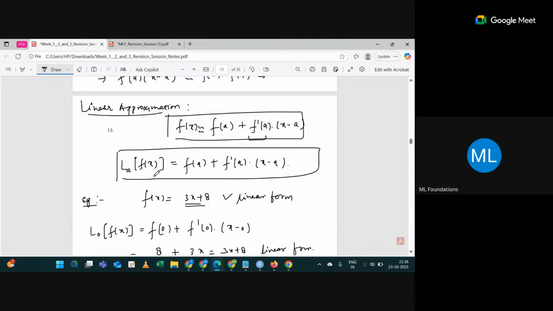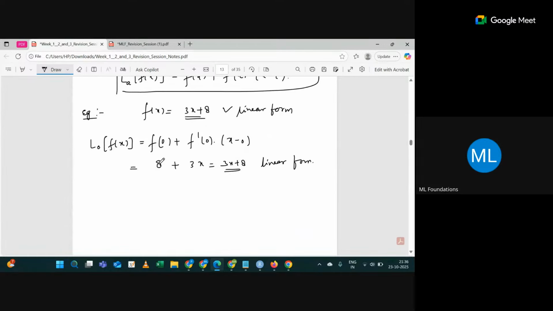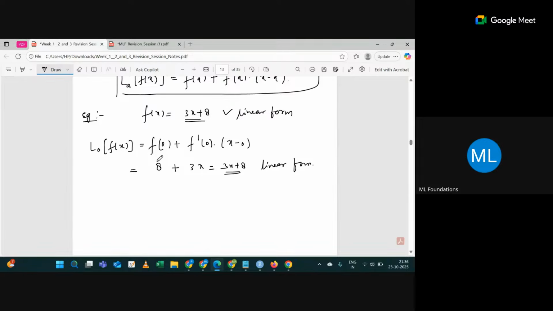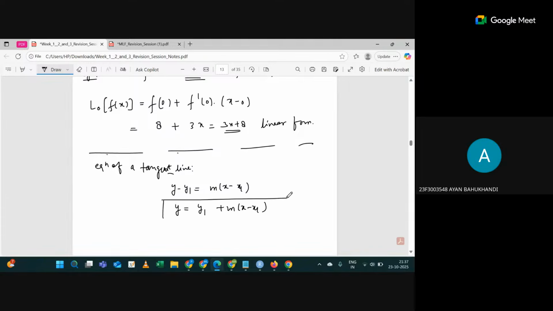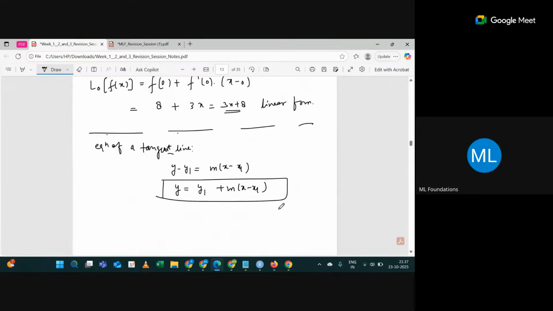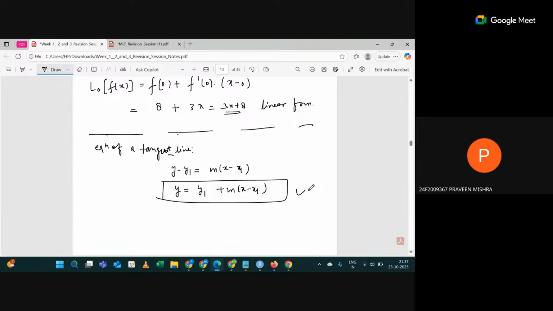There is one observation. Is this indeed the equation of a tangent line? Yes. 3 is the slope of the line and 8 is the intercept. Basically, can I write y minus y1 equals m times x minus x1, that is, y equals y1 plus m times x minus x1? Can you relate this now? Yes.